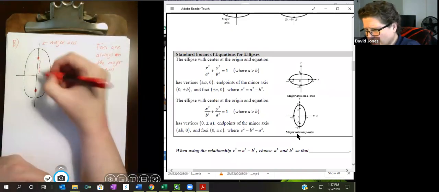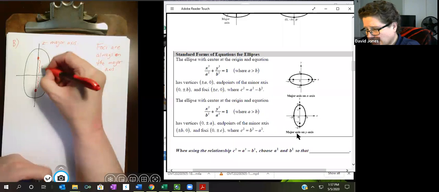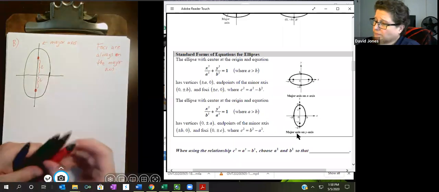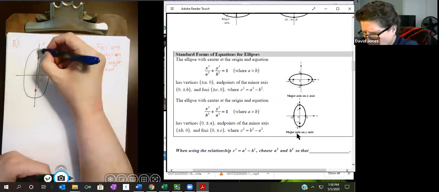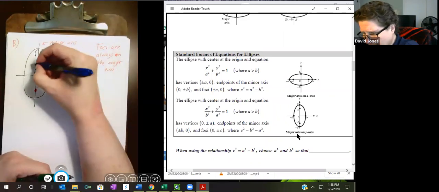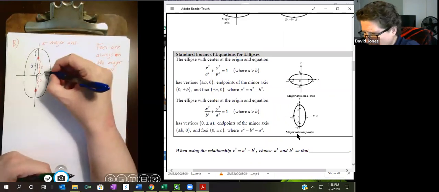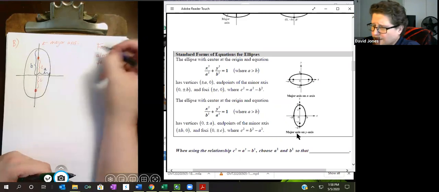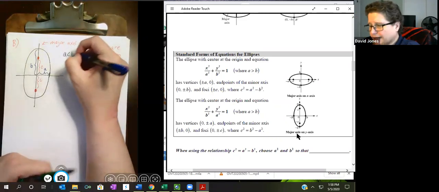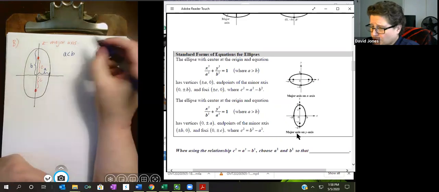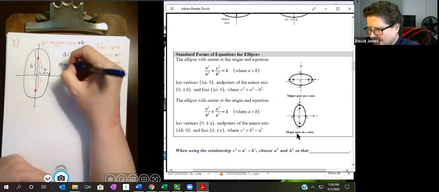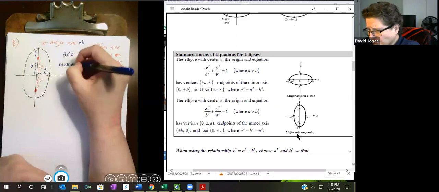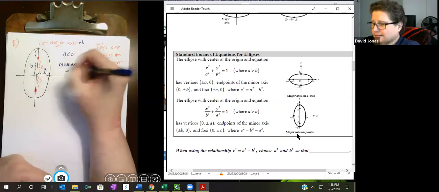Their distance from the center is C. Right now, this length is B. That length is A. Notice that A is less than B. So the major axis is our B one. The minor axis is X, or A.